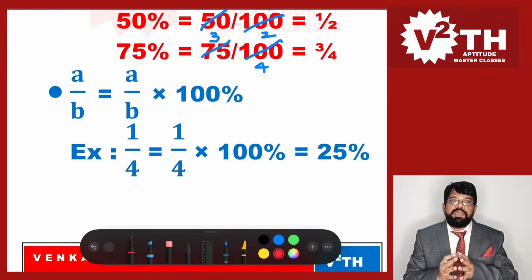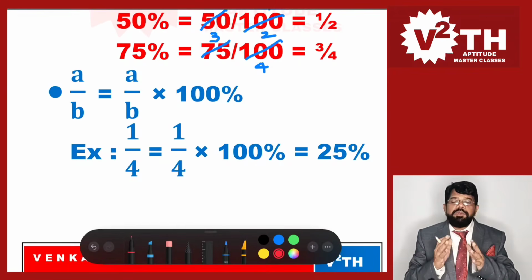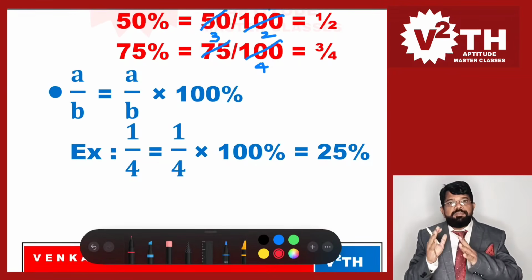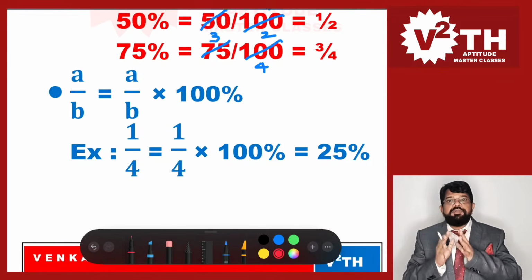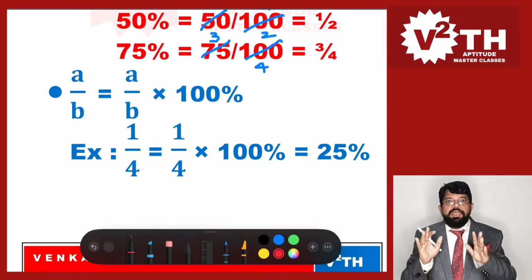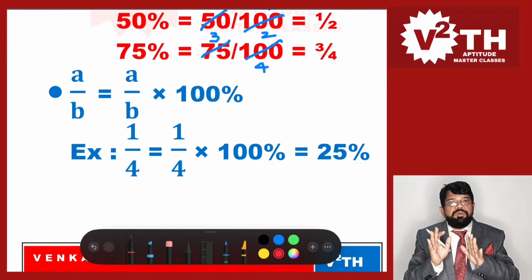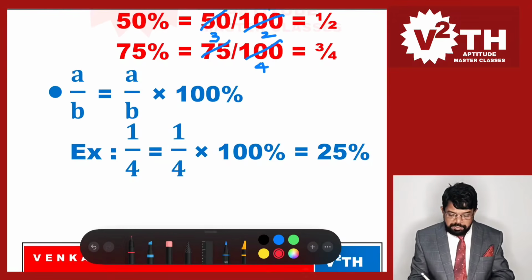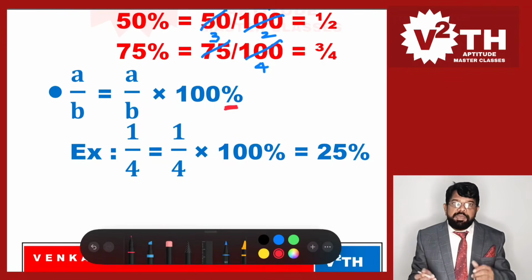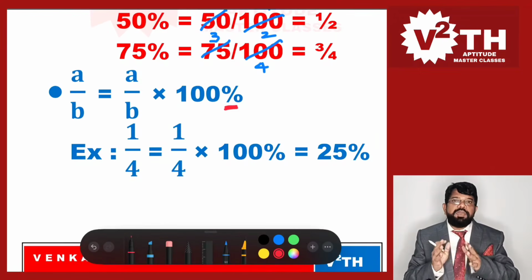Take any fraction a by b. How can you convert it into percentage? Multiply into 100 and put the percent symbol. If you write into 100, definitely put the percent symbol, otherwise it is not correct. A by b is not equal to a by b into 100. It becomes equal when you put the percent symbol, because the symbol value itself is 1 by 100. If you take 1 by 100 here, 100 into 1 by 100 gets cancelled, and you get a by b. Understood? So anywhere in percentage, if you write into 100, definitely put the percent symbol. Then only it is correct.